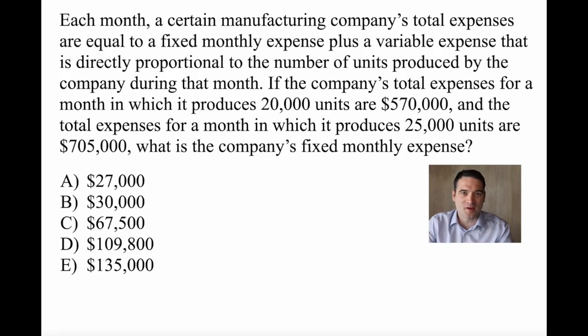Here's a GRE algebra question. Let's take a look. Each month, a certain manufacturing company's total expenses are equal to a fixed monthly expense plus a variable expense that is directly proportional to the number of units produced by the company during that month. If the company's total expense for a month in which it produces 20,000 units are $570,000, and the total expenses for a month in which it produces 25,000 units are $705,000, what is the company's fixed monthly expense?